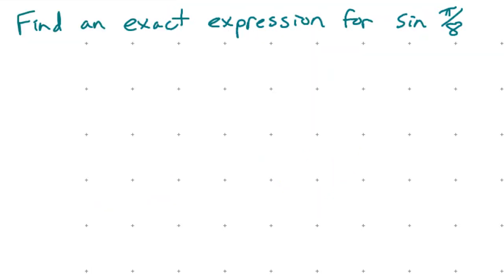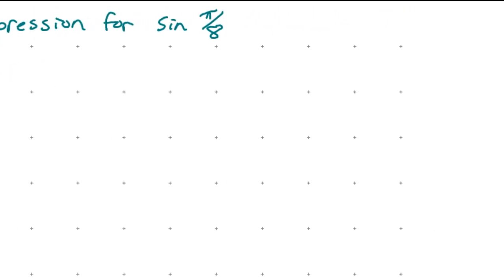Now in this example, you're asked to find the exact expression for sine of pi over 8. Again, the key word is exact, so I can't use any decimal approximations. What I'm looking for is sine of pi over 8. But pi over 8, we should be comfortable, is basically half of pi over 4. So I can use my half angle formula, since I know the value of not only sine of pi over 4, but obviously cosine of pi over 4.